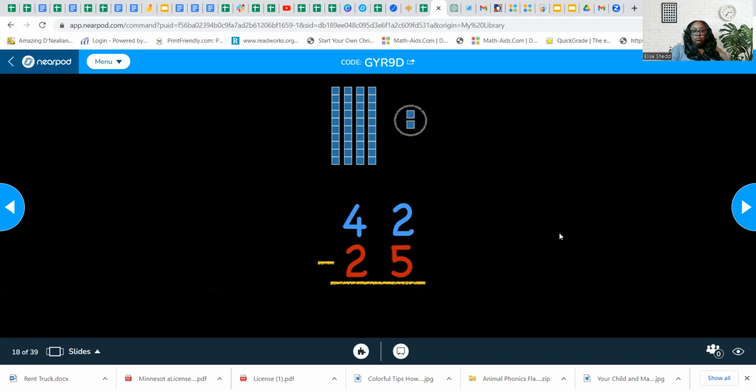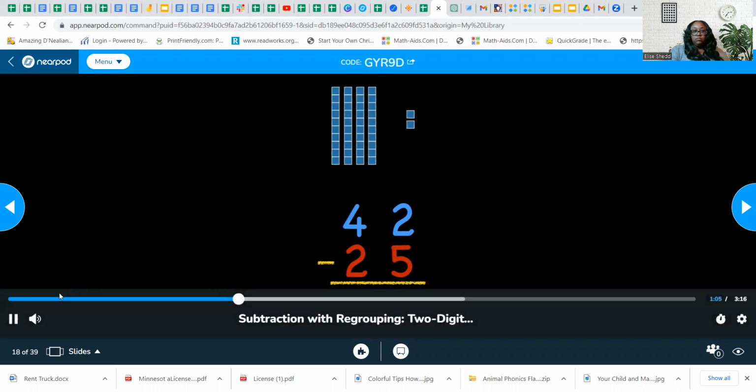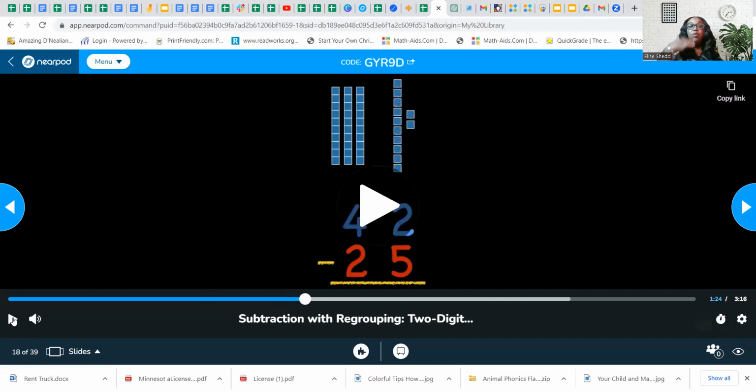So where are we going to get some more ones? Well, the answer is we're going to go over to our tens. We're going to take one of our tens right here, and we're going to do something called regrouping. We're going to turn this one group of tens into a group of 10 ones. Then we're going to bring those 10 ones over to our other ones. So what we do in here, we are borrowing. That's why they call it borrowing, regrouping.